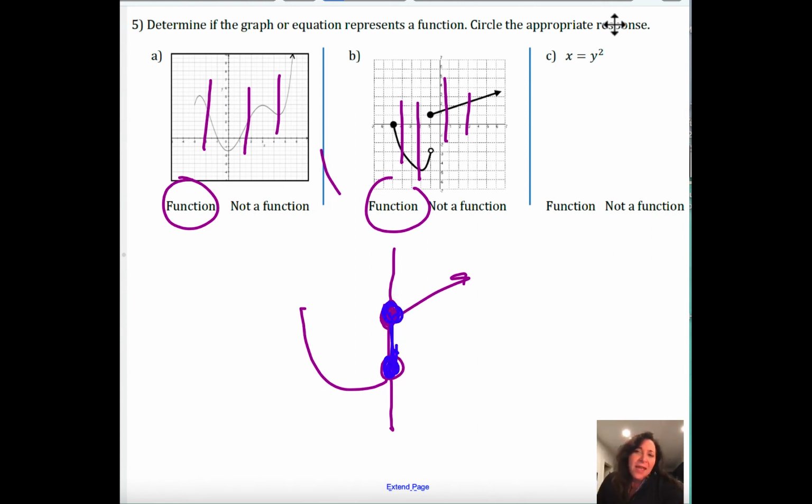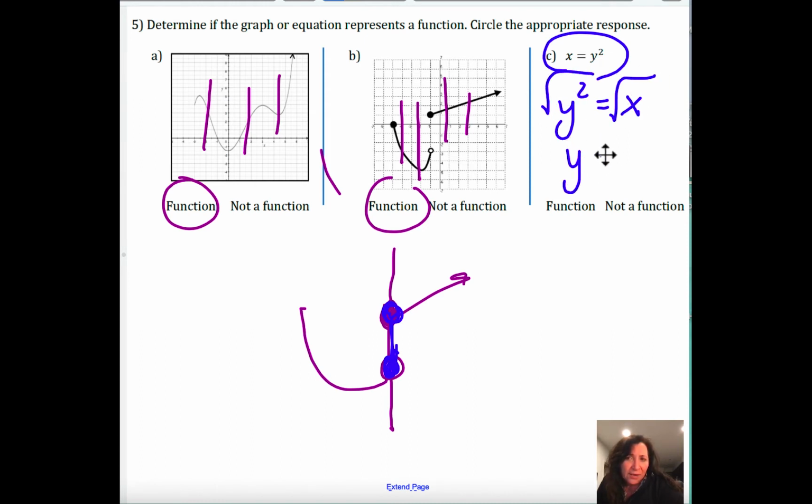Can't have that. And then this one, we've already done this, right? This is y squared. So I just like to write this on this side. So y squared equals x. Square root both sides, right? You get y is equal to the square root of x. Well, we already know that this graph technically looks like this.